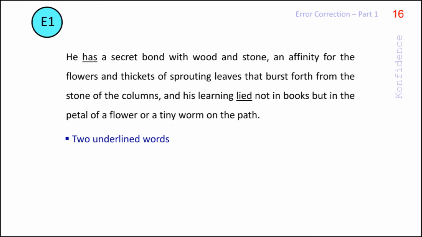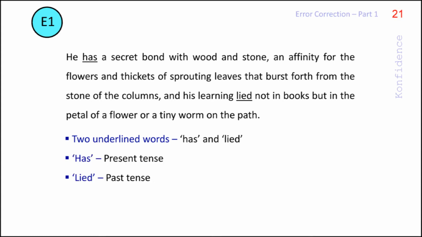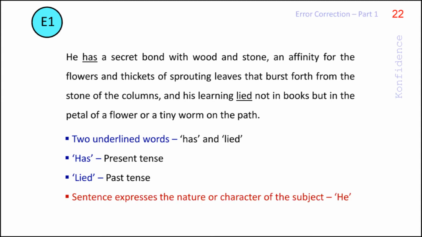In the sentence given in the slide, you can see two underlined words, has and lied. Has is in present tense and lied is in past tense. When we read this sentence carefully, we understand that the sentence expresses the nature or character of the subject he. Character or nature must be expressed in simple present tense.